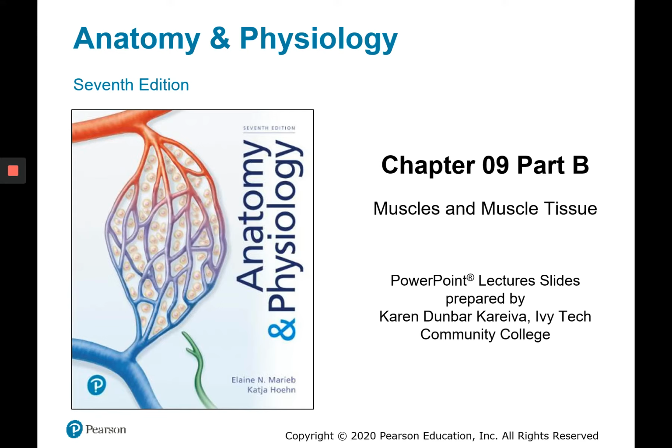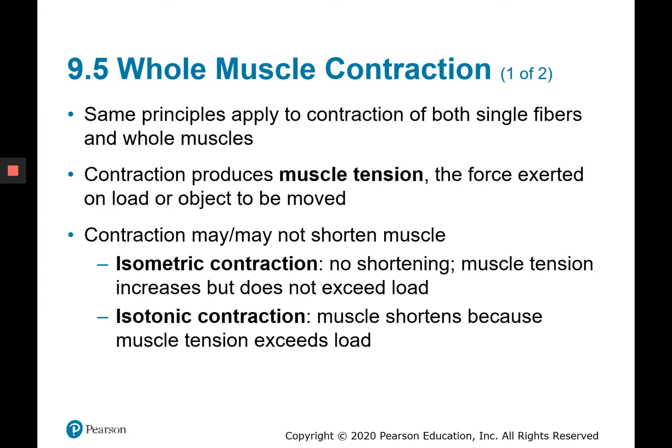We're going to finish Chapter 9. We're going to look at Part B of Chapter 9. Part B is going to look at whole muscle contraction, so we'll be looking at the gross anatomy or physiology of muscle, or muscle contracting as a whole. So a couple of principles are going to be the same.